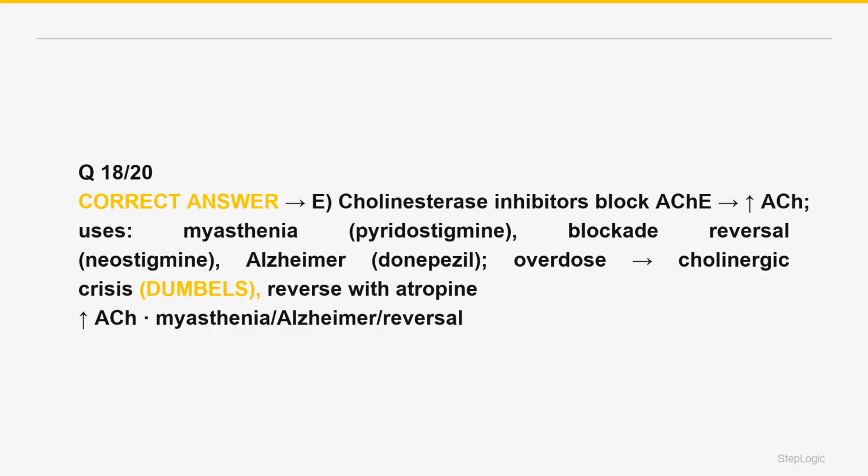This is treated with atropine, a muscarinic antagonist. For organophosphate poisoning, there is acetylcholinesterase inhibition raising acetylcholine, which is useful in myasthenia, Alzheimer's, and blockade reversal, with the DUMBBELSS. Cholinergic crisis toxicity reversed by atropine is the correct statement.